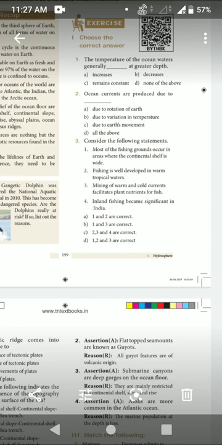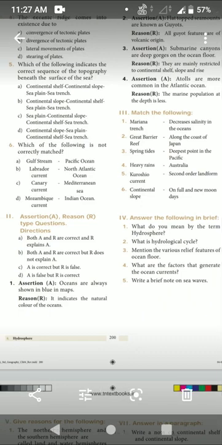Okay, next, fourth one, consider the following statement. Among this, which is the correct statement? Do you know? That is 1 and 3 are correct. Okay, 1 and 3 are correct. Next one, inland fishing becomes significant in India. That also 1 and 3 are correct. Next, the oceanic ridge comes into existence due to dash. That is the divergence of tectonic plates.